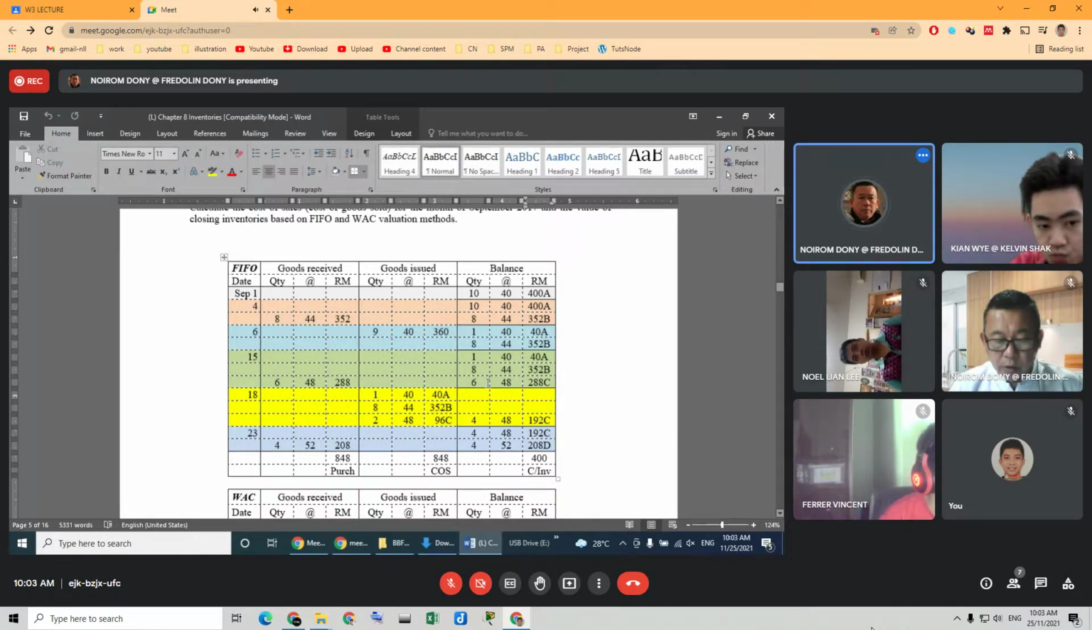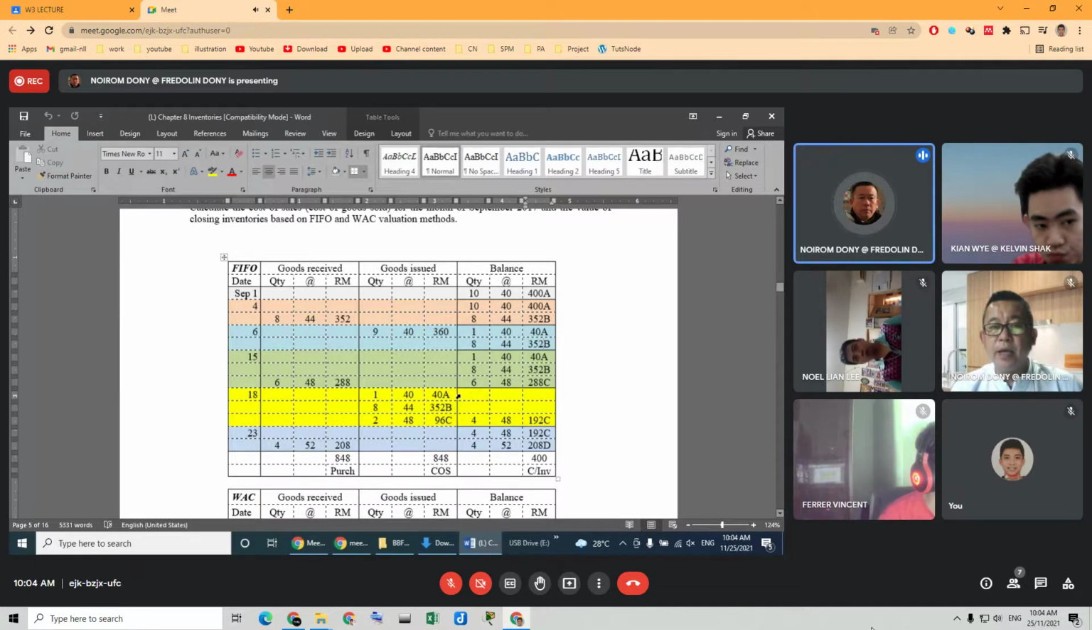Sorry, not on the 15th. On the 18th, you have a sale, isn't it? Now, if you look at the question, the sales is 11 units. You need to issue 11 units. So when you issue, you follow the sequence, the first that came in, which is 1 only, 1 unit. So issue that 1, and then update your balance. So 0, isn't it? Because you already issued.